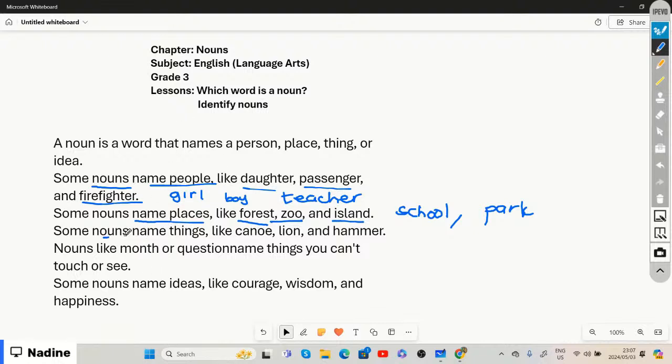And then we have nouns that name things. And things can literally be anything. It can be a canoe, right? It can be a lion, a hammer, books, it can even be the laptop that you're sitting in front of, a TV or television, right? Those are all things. And then we have nouns like month or, let's say, question. They name things that you cannot touch or see.